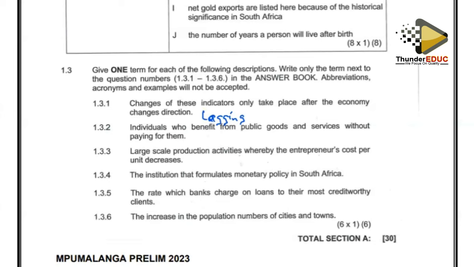Then we also have coincident, which changes at the same time as the economy. And then we have composite, which combines all of those three indicators. Okay, right. So now 1.3.2 reads as follows: individuals who benefit from public goods and services without paying for them. These are free riders. Let's check 1.3.3.